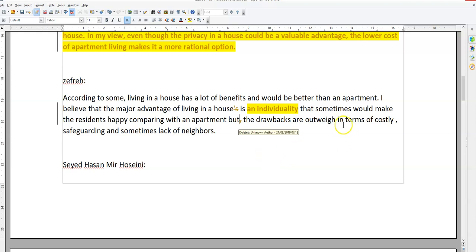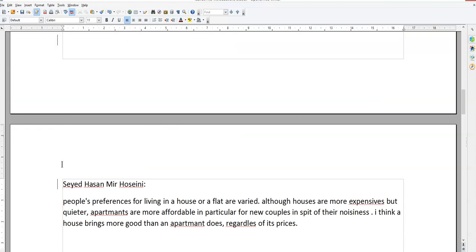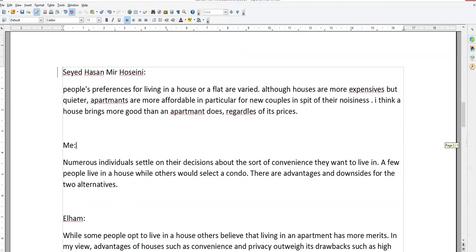The drawbacks are outweighed in terms of cost. Why is that an adverb? Just cost, safeguarding, sometimes lack of neighbours. Okay, I'm not quite sure about that one. You can see where it's going, but individuality, I'm not sure what that actually means. Well, okay, so it's not so bad, but it's not as clear as the previous two.